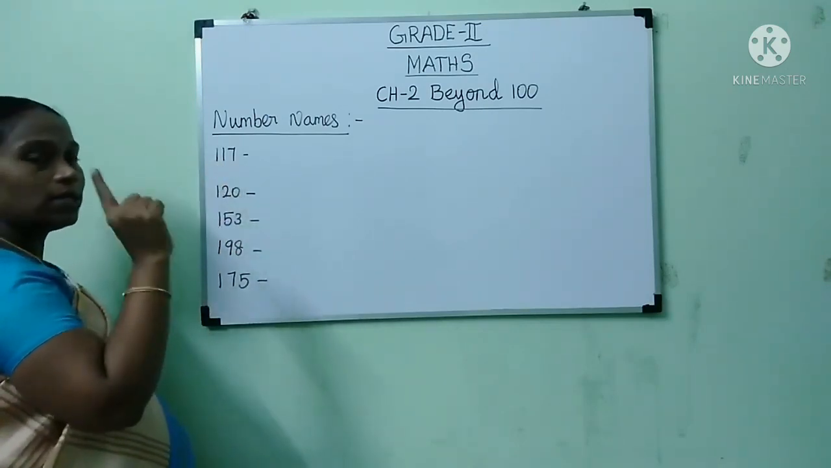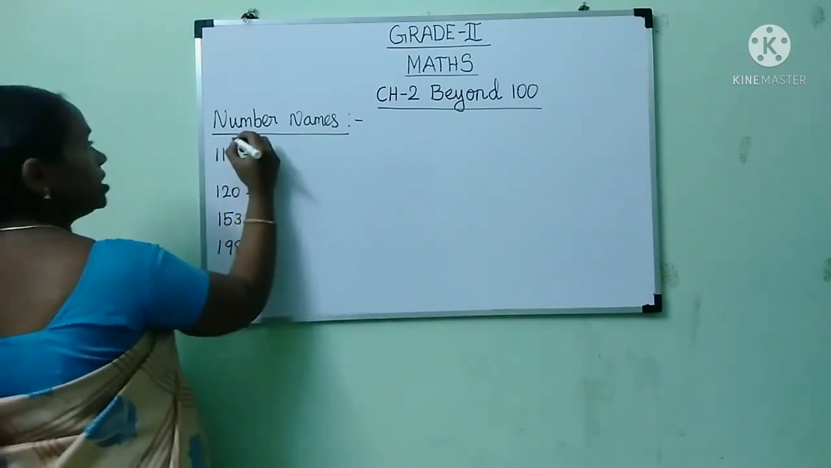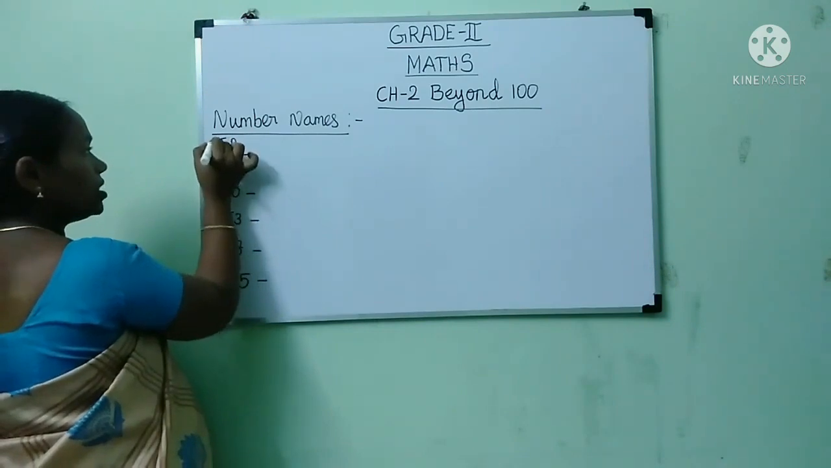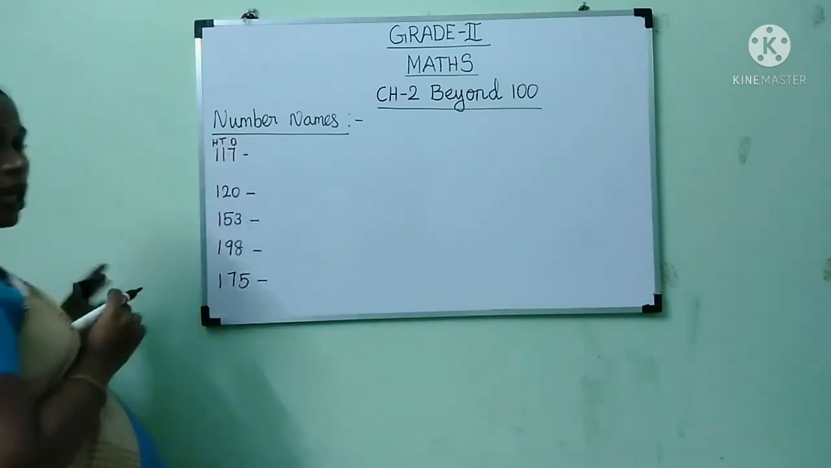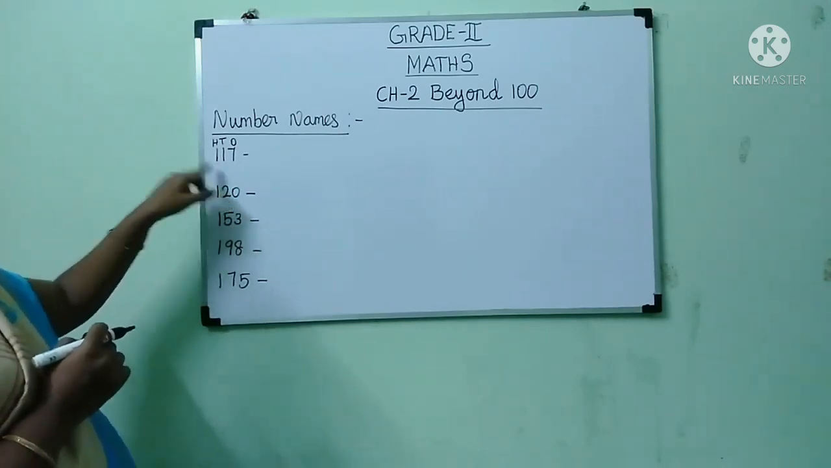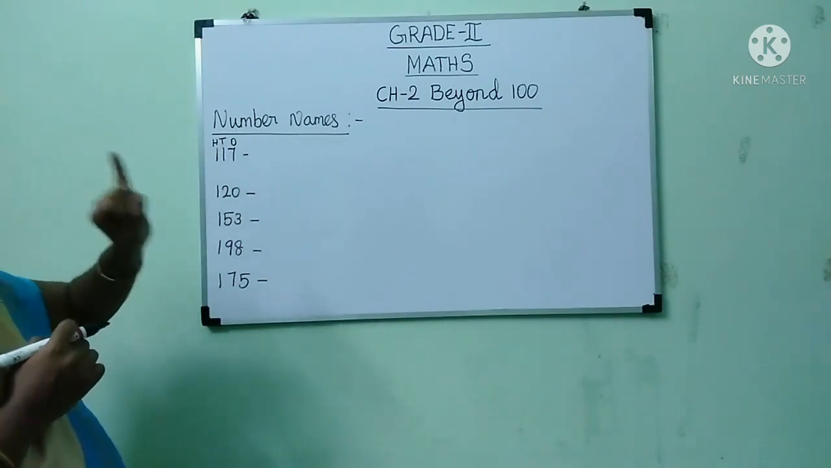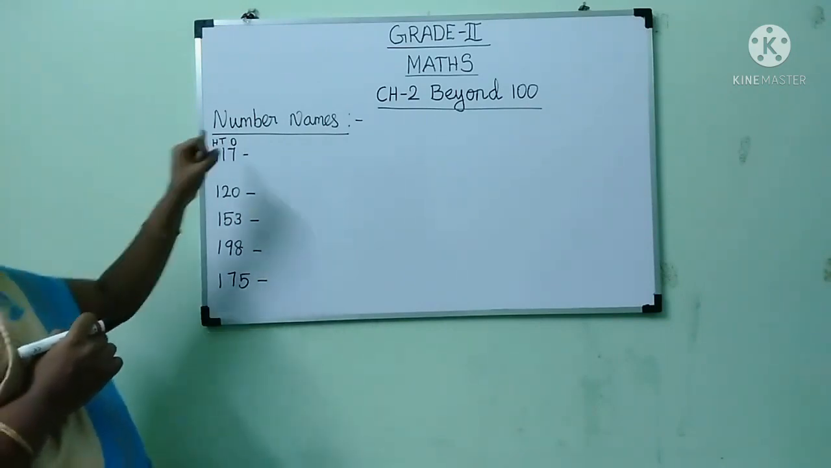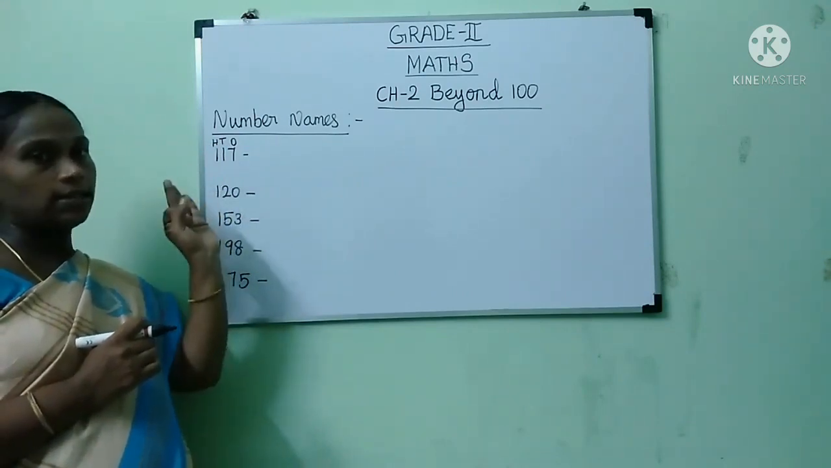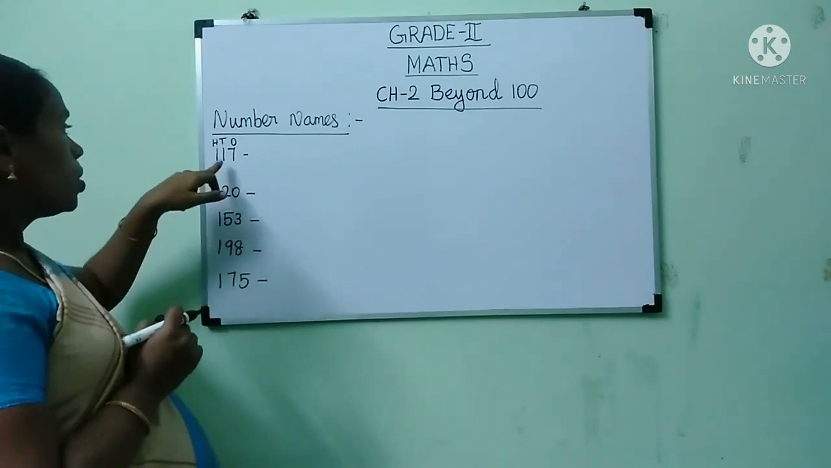117. 7 is the ones place. 1 is the tens place. Another 1 is the hundreds place. Ones place, tens place and hundreds place. A 3-digit number means you have 3 places: ones, tens and hundreds. O for ones, T for tens, H for hundreds. Are you clear, children? Okay. How to read this number?